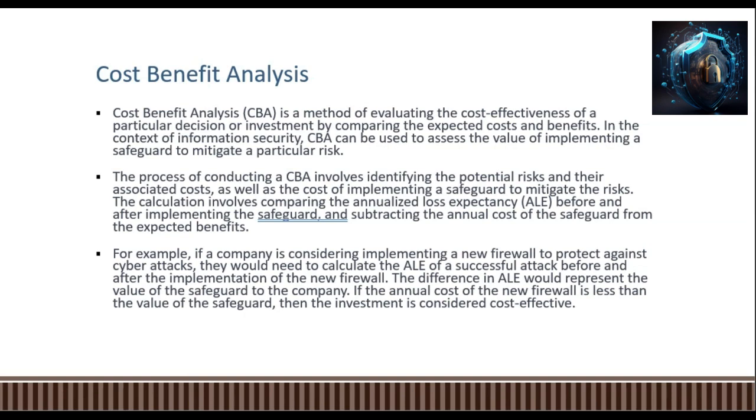The calculation involves comparing the annual loss expectancy, ALE, before and after implementing the safeguards and subtracting the annual cost of the safeguards from the expected benefits. For example, if a company is considering implementing a new firewall to protect against cyber attack, they would need to calculate the ALE of a successful attack before and after the implementation of a new firewall. The difference in the ALE would represent the value of the safeguard to the company. If the annual cost of the new firewall is less than the value of the safeguard, then the investment is considered cost-effective.